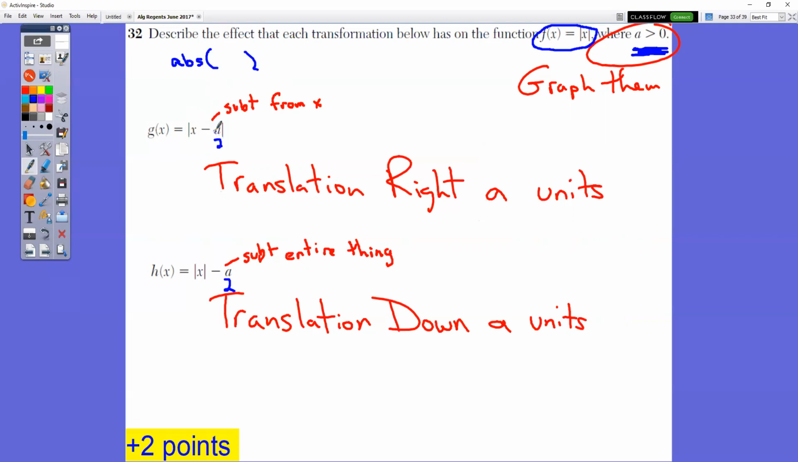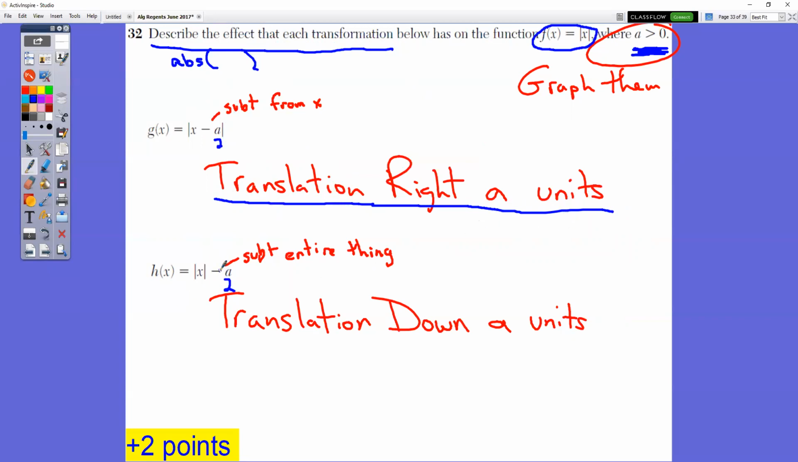So what we're doing here is we are subtracting a just from the x value. If we subtract a just from the x value, what is it going to do to the equation? What is it going to do to the graph? It is a translation. Notice that it says describe the effect that each transformation below has on it. It is a translation because we are sliding it to the right, however many A happens to be. So if A was 2, we'd slide it 2 places to the right. If A was 3, we'd slide it 3 places to the right.